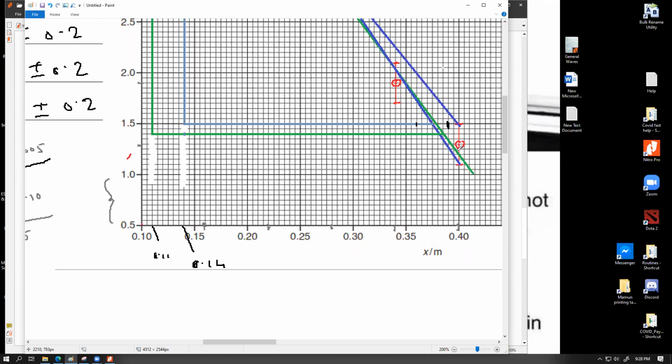Did it pass through? Yes. So our base fit line is good. We're going to get the full marks for the base fit line. That's how you'll be judged.